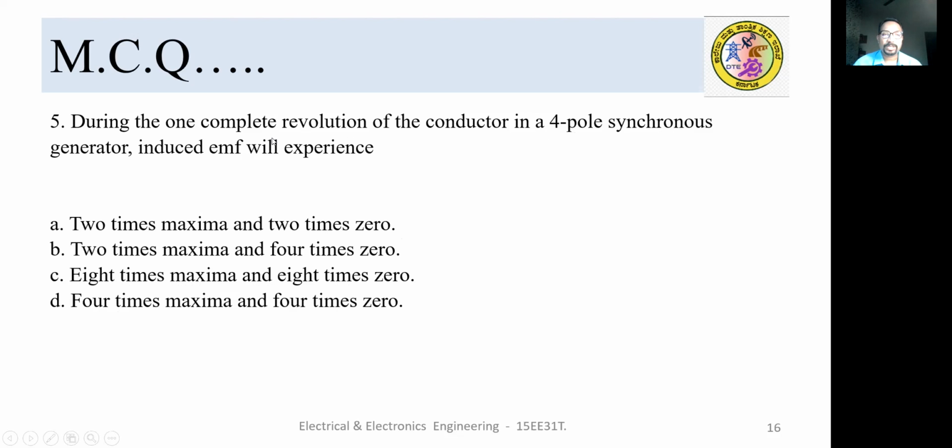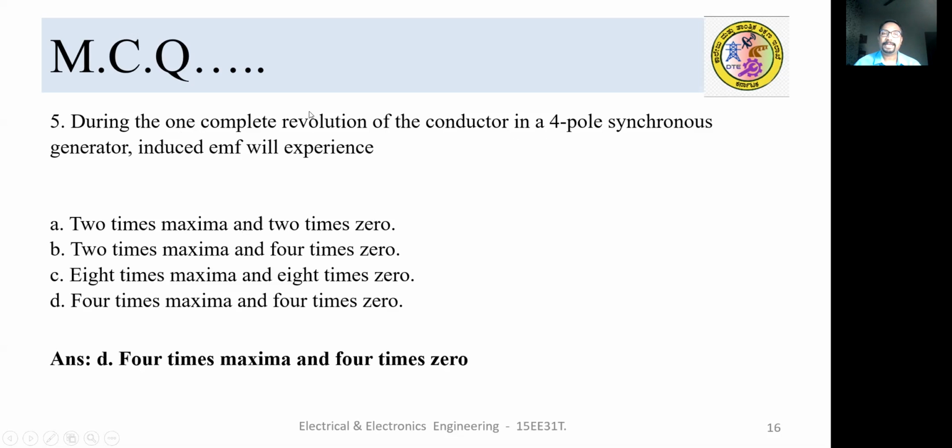Coming back to this question, one complete revolution of the conductor in a four-pole synchronous generator, the induced EMF will experience what? If it is a two-pole machine, one cycle of EMF will be induced. In one cycle of EMF induced, we have two maximum, two zeros. Then what about the four-pole machine? Two cycles of EMF will be induced, obviously doubled: four maximum, four zeros. Then what is our answer? Four times maximum and four times zero.